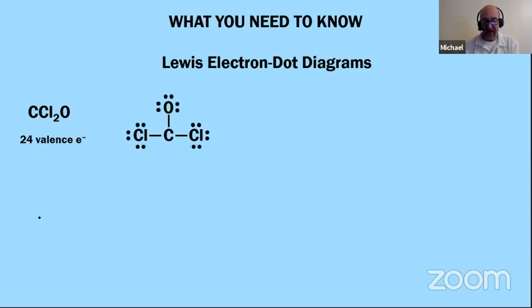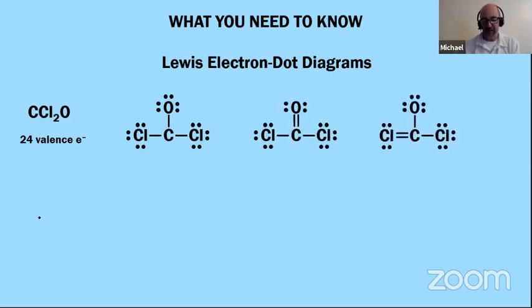At some point, I'm going to get to 24, and I think I have finally arrived at 24. So I have 24 electrons. However, the carbon does not have a full octet. Now, this is a little bit of a dilemma because I could make a double bond between the carbon and the oxygen, or I could make a double bond between the carbon and the chlorine.